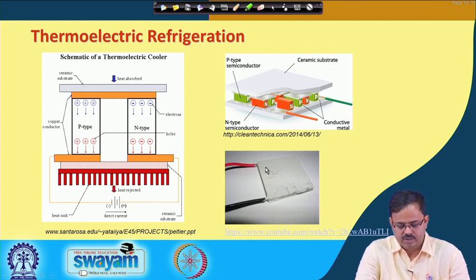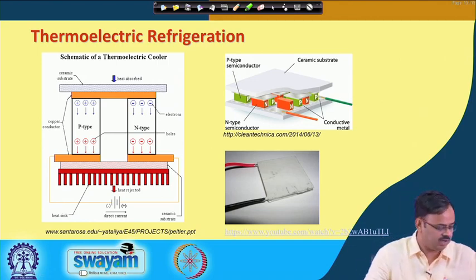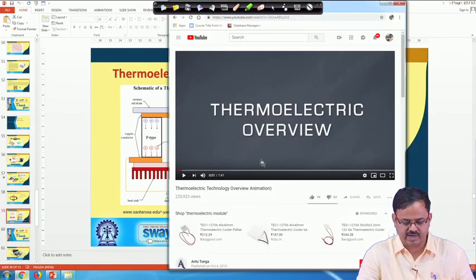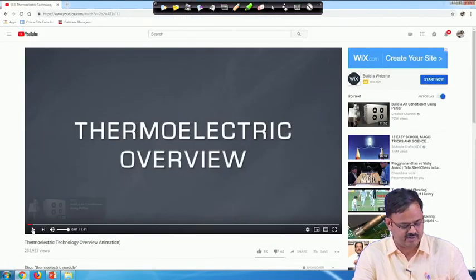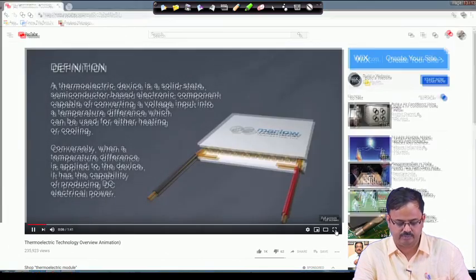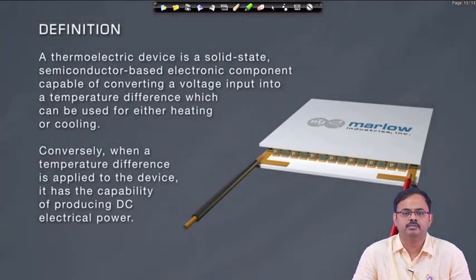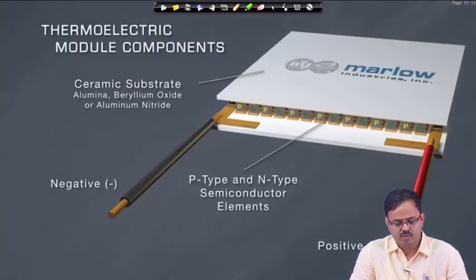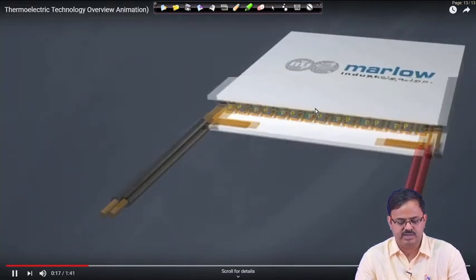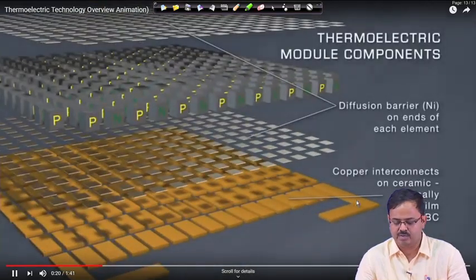All right. This is a broken down view, because there are lots of these p-n junctions, and this is how it actually looks from outside. Now we will look at a small video which explains how a thermoelectric generator works, at least in the first part. It will talk about both generator and cooler. This is from a company called Marlowe, and you see the P and N type next to each other. Typically they have a ceramic substrate, and you see the conducting copper interconnects at both ends.